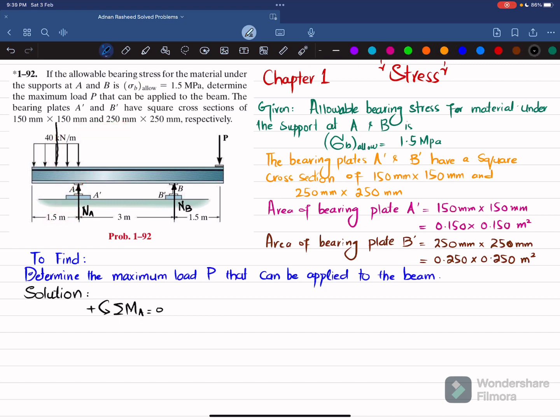So first we will convert this uniformly distributed load into a point load, so it will be equal to 40 multiplied by the length over which it acts, and the unit will be kilonewton, and that will act at half of this 1.5. So this distance will be 0.75 meter. Okay, now we apply the equation of equilibrium, sum of all moments about point A.